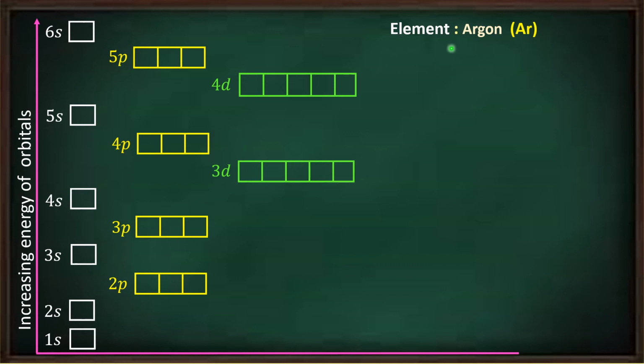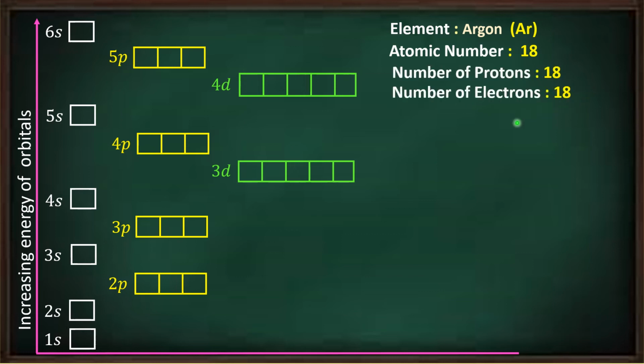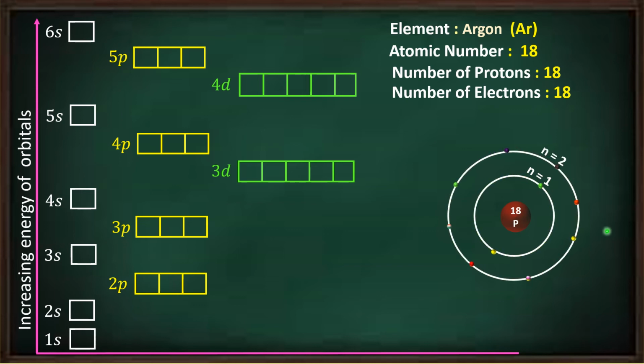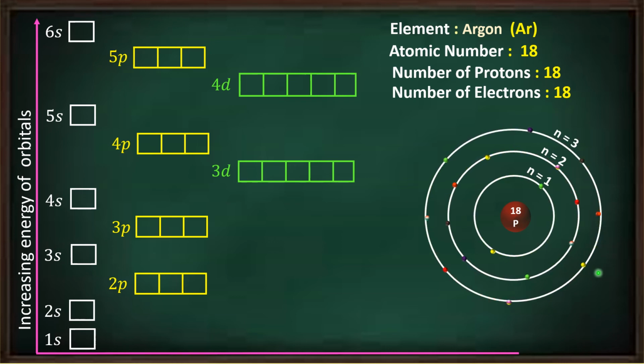So, next element is argon. Its symbol is Ar. Atomic number is 18. 18 protons are there in its nucleus, and 18 electrons revolve around the nucleus. Okay, this is the nucleus of argon. 18 electrons revolve around the nucleus, 2 in the first orbit, 8 in the second orbit, and the remaining 8 in the third orbit. So totally we have 18 electrons to fill the orbitals.